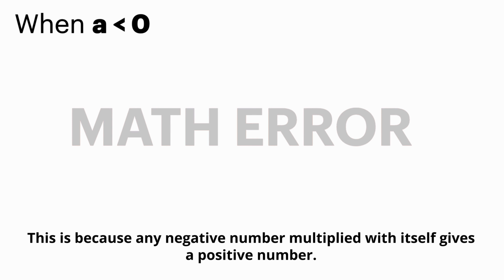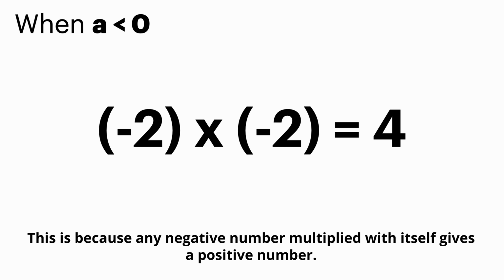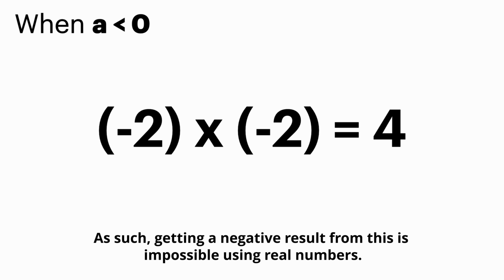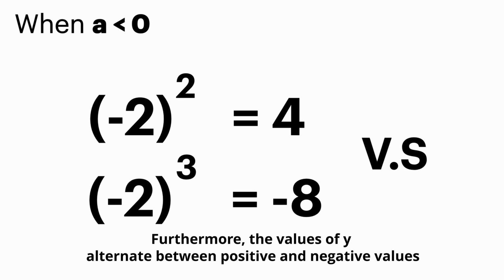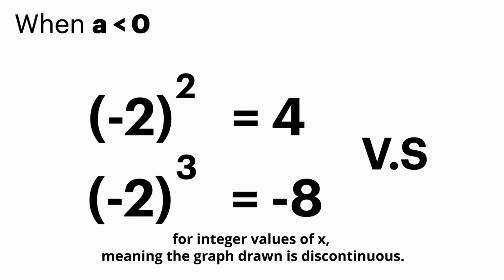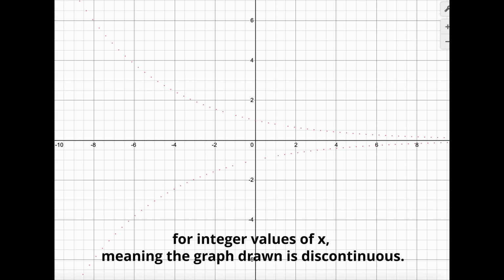This is because any negative number multiplied with itself gives a positive number. As such, getting a negative result from this is impossible using real numbers. Furthermore, the values of y alternate between positive and negative values for integer values of x, meaning the graph drawn is discontinuous.